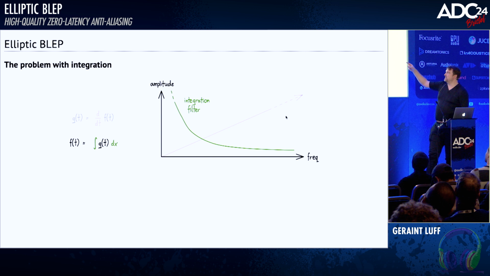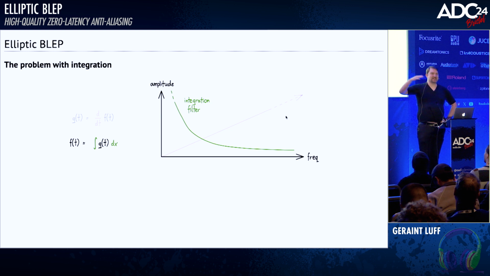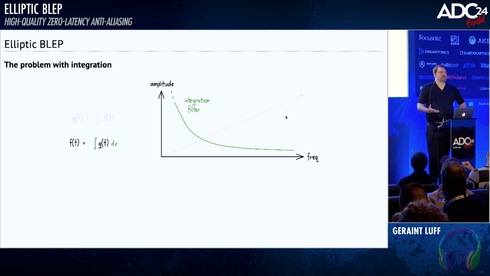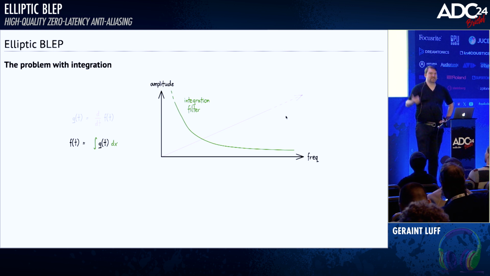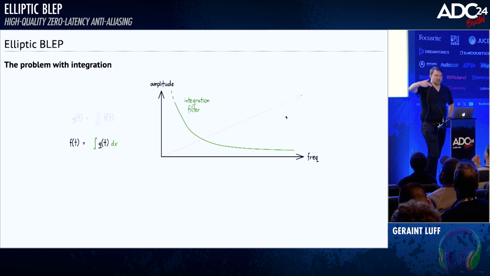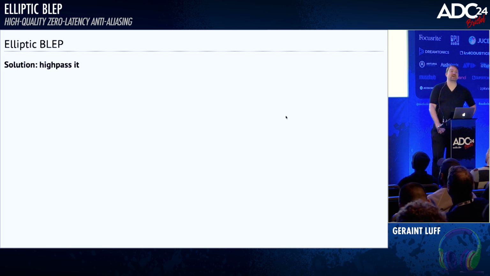Basically, the filter that we're integrating has non-zero response at DC. And so when we integrate it, it gets an infinite amount of energy at DC, which is why it's expecting to go at value -1 for, well, most of the time. So what can we do about this? We're going to high-pass it.